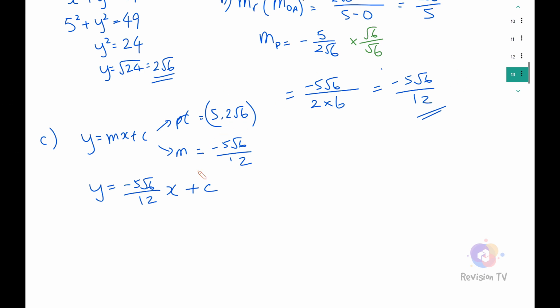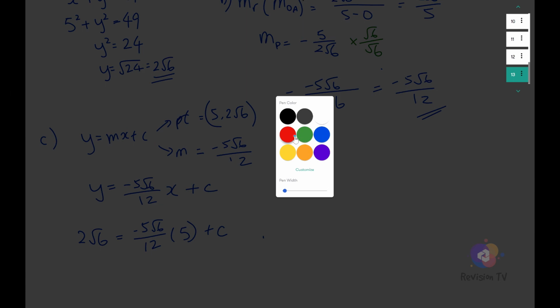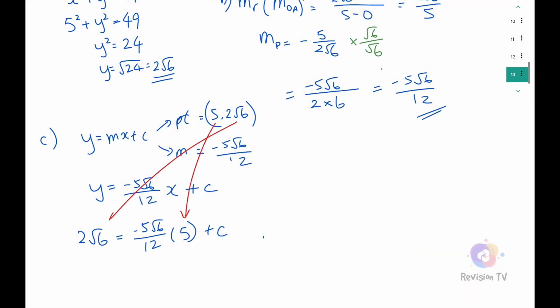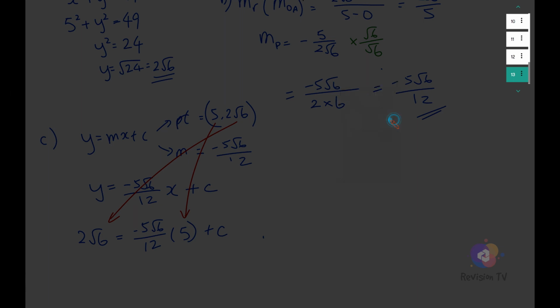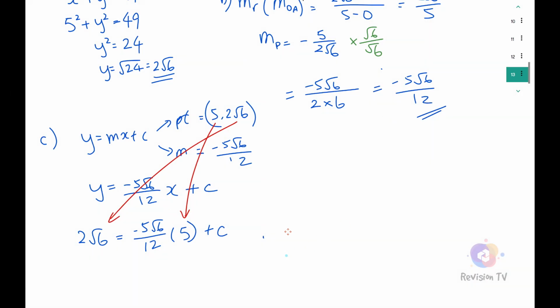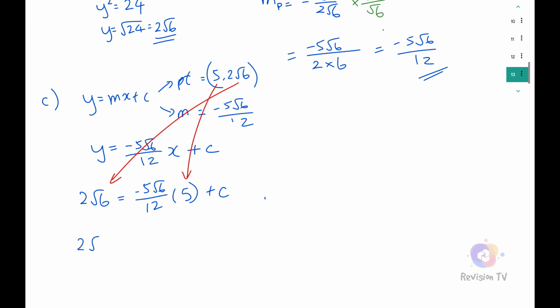Substitute the point (5, 2 root 6) into it. Sounds horrible, but this is the step you need to do successfully if you want to get a grade 9. So x is 5, plus c. I sub in the 5 there and 2 root 6 there. Multiply 5 by the fraction: the left hand side is 2 root 6, and 5 times the fraction is negative 25 root 6 over 12, plus c. Bring the minus over to the left hand side, it becomes a plus, so 2 root 6 plus 25 root 6 over 12 is c.